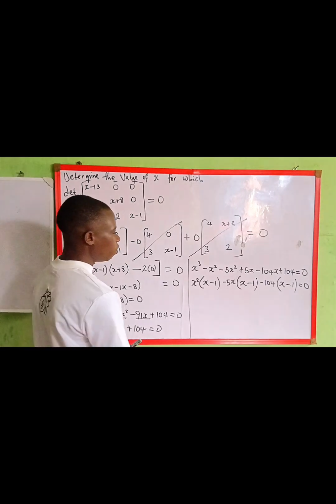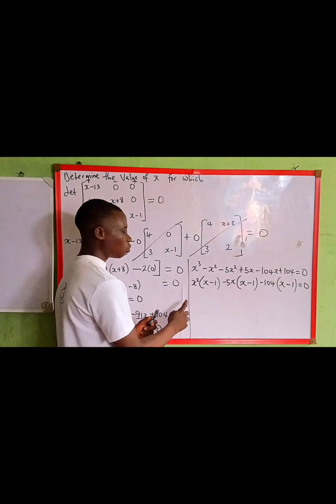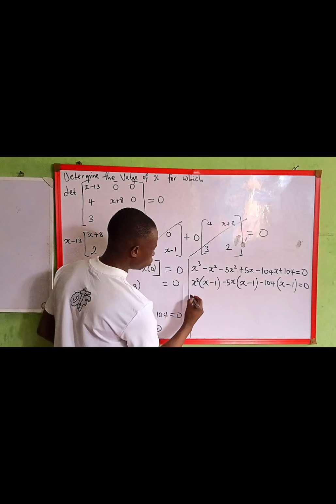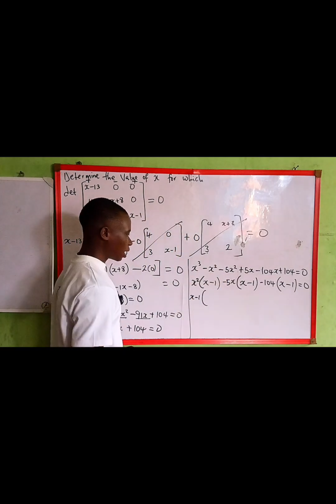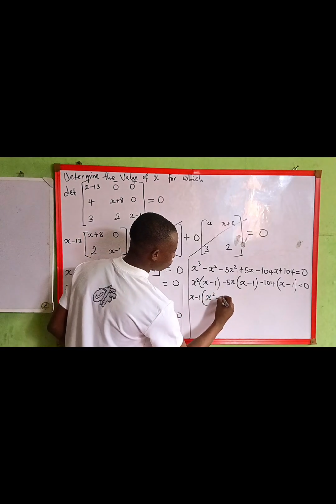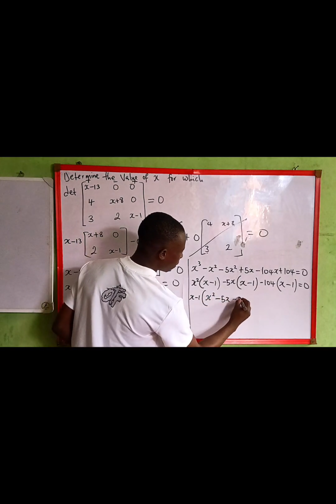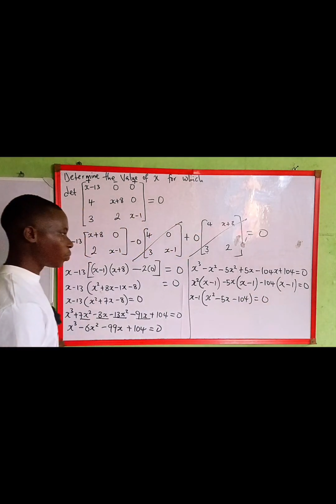Now what do you notice? We have x minus 1, x minus 1, x minus 1. So x minus 1 is common in the whole term. So we factor out x minus 1. Then we open a bracket. So here will remain only x squared. Then here will remain only 5x and minus 104. So everything will be equal to 0.